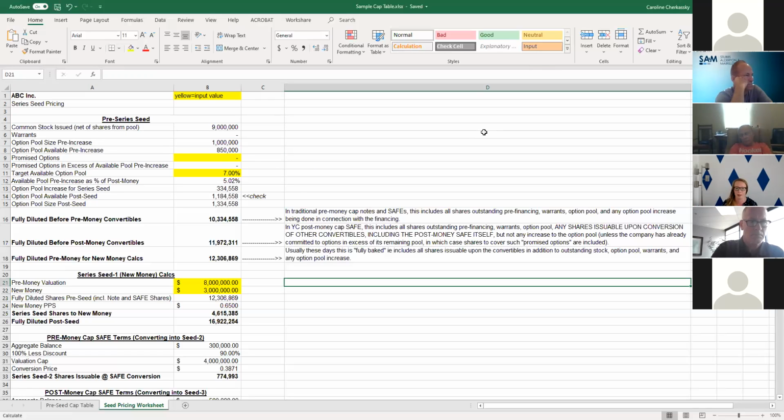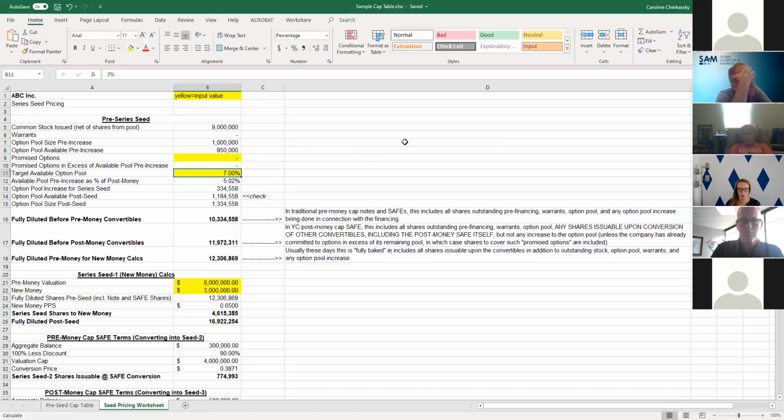And typically that was set up to use the same base denominator. In that case, you'd have a $5 million pre-money cap divided by whatever shares were outstanding before the financing, plus, in most cases, whatever increase the option pool was happening. So that means if you have, for instance, between 7 to 15% is pretty typical for an option pool target. Here we've put 7, it could be anything, just an input number, a plug.